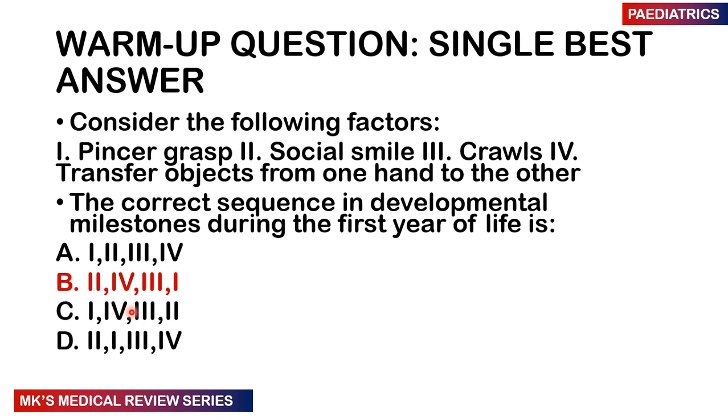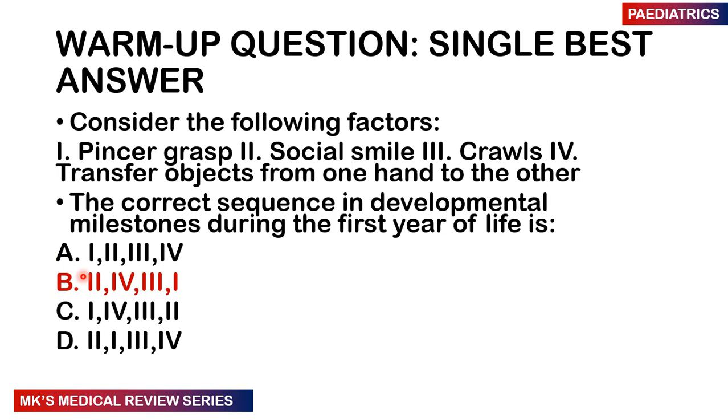Then here's a warm-up question, which is a single best answer. Consider the following factors: the pincer grasp, social smile, crawling, transferring objects from one hand to another. The correct sequence in developmental milestones during the first year of life is... So the earliest thing that I can actually pick up is a social smile. This happens very early. So it means that option A is out, option C is out. We only are left with option B and option D. So option D here is the social smile followed by pincer grasp. You can't have a pincer grasp if you're not able to transfer objects from one hand to another. So this option doesn't make sense, only leaving B as the option here.